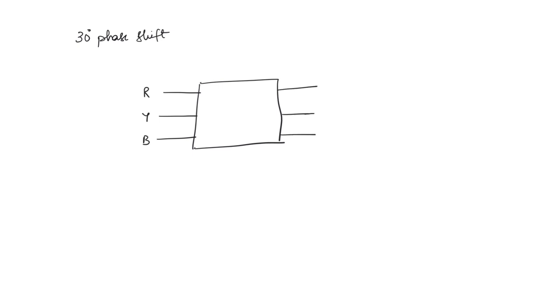we will label them as R dash, Y dash and B dash, just to differentiate. Okay, so this is the three-phase transformer which is in the star delta configuration. That is, the primary is in star and the secondary is in delta form.